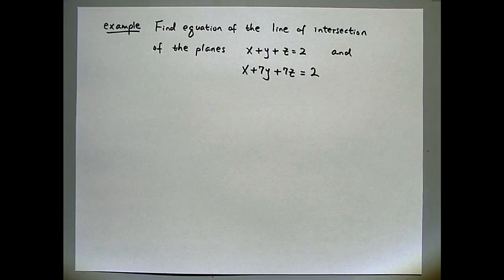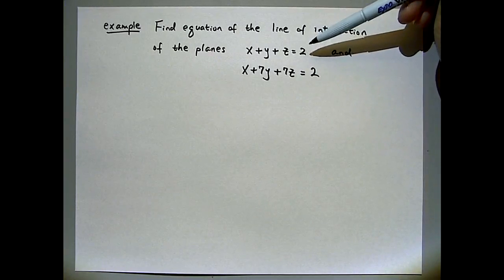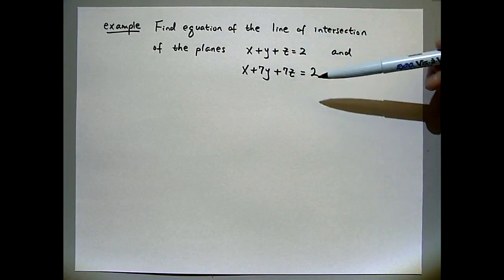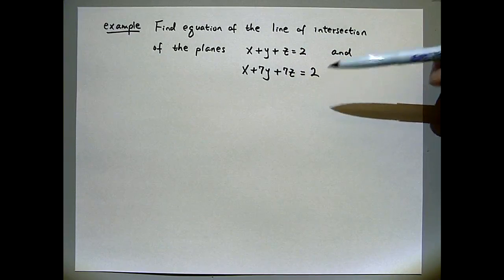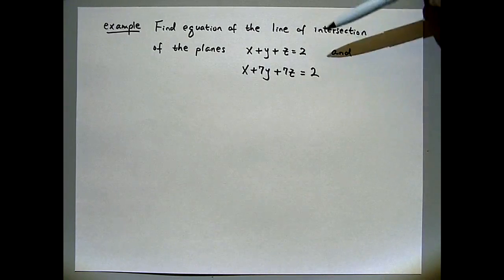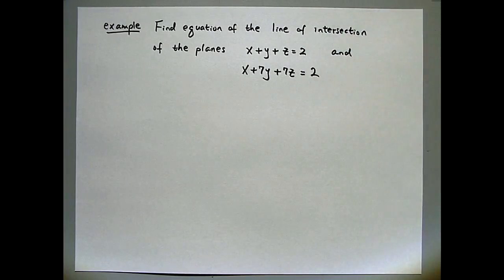Right, so we got these two planes. One is x plus y plus z is equal to 2. The other one is x plus 7y plus 7z is equal to 2. And you can all visualize this, the intersection of two planes. For example, looking at where the wall meets the floor of this building, in this room right here, that's the intersection of two planes. And we see that's a straight line, right? And we want to find the equation of that line for this situation here.